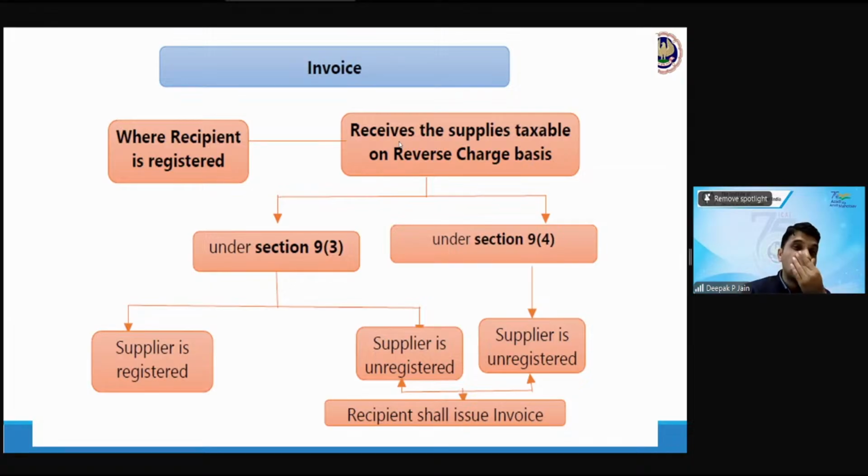If the supplier is registered, he will raise the invoice. He will not charge the tax. Recipient will pay under reverse charge. Sir, we can say that in all cases of RCM, recipient issues payment voucher. Correct. When supplier is unregistered, then recipient issues both invoice and payment vouchers. Exactly right. Very correct. You have analyzed it correctly.